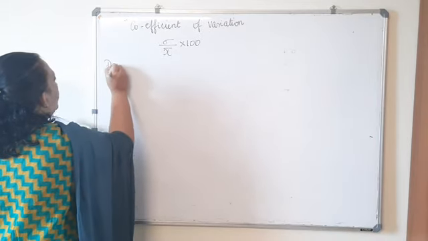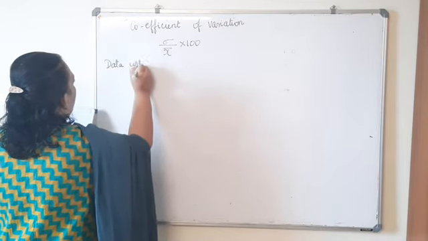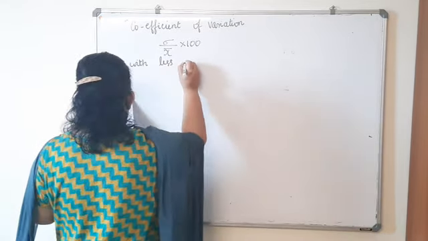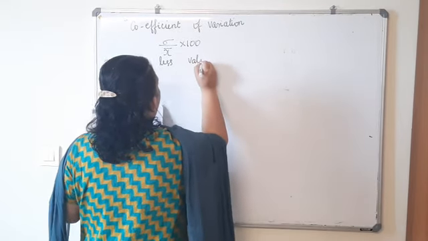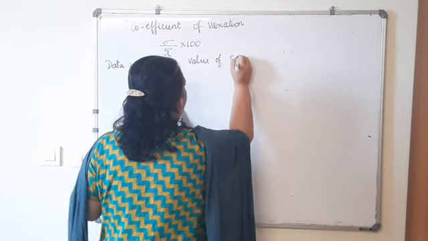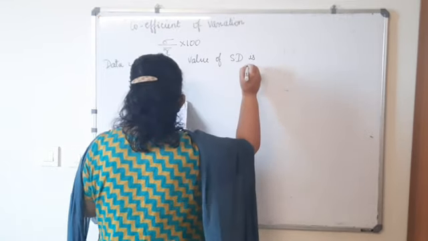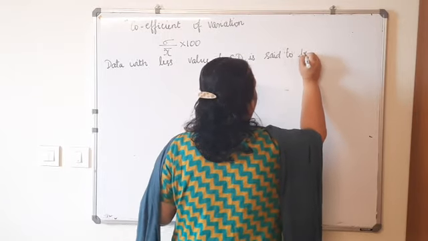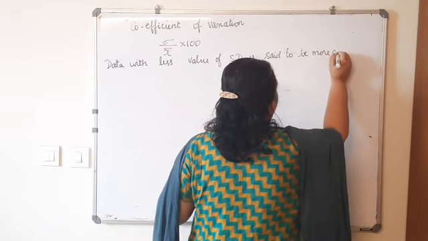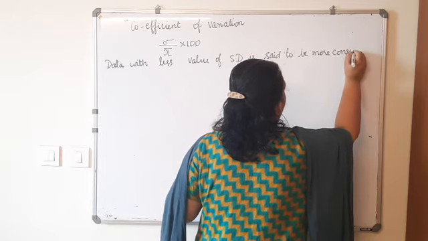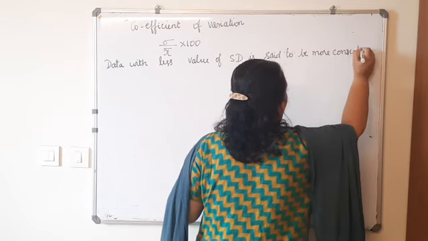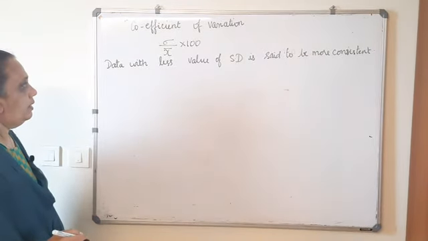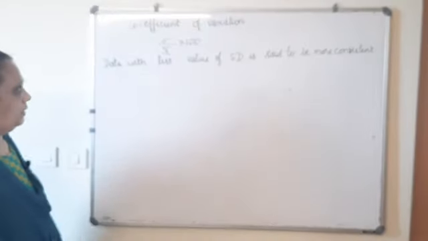Take down: data with less value of standard deviation is said to be more consistent.